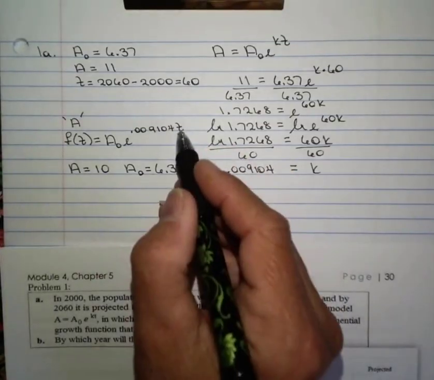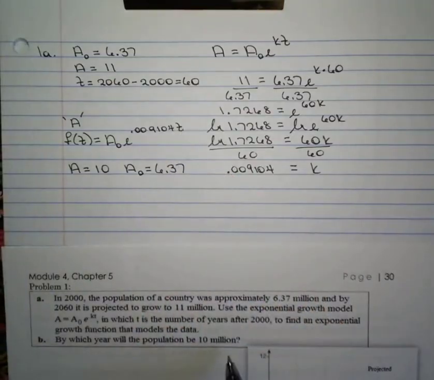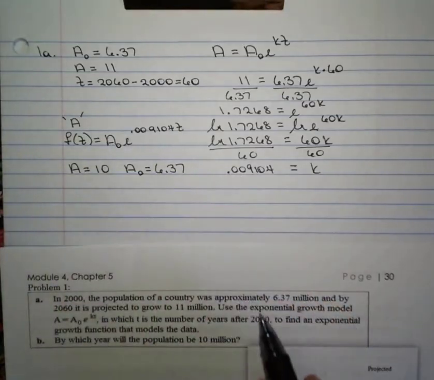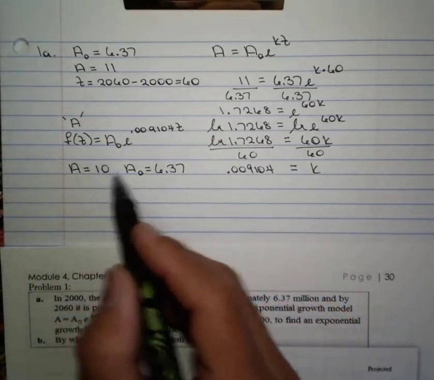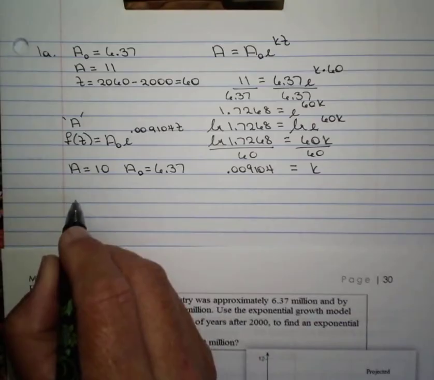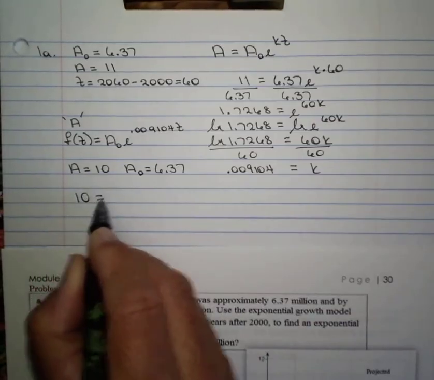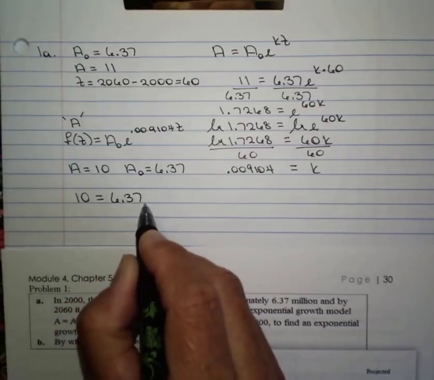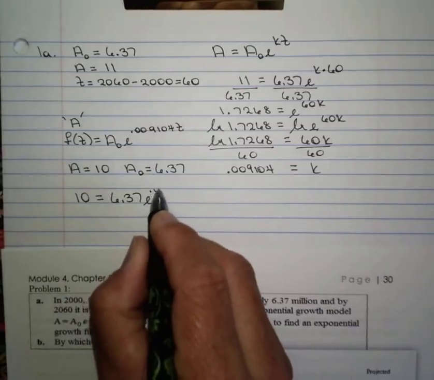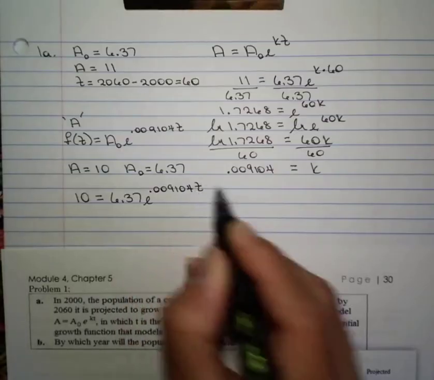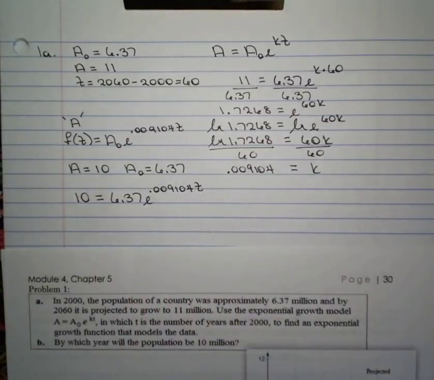So now I have everything except for this unknown time, and that tells me how many years past 2000, which is the starting year for this thing, how many years past 2000 it's going to reach that 10 million number, right? So let's go ahead and plug it all in. I'm going to say 10 this time is A, and that's equal to the base number, 6.37, times e to the power of, and there's my growth function, 0.009104, and I don't know t, and there's t.